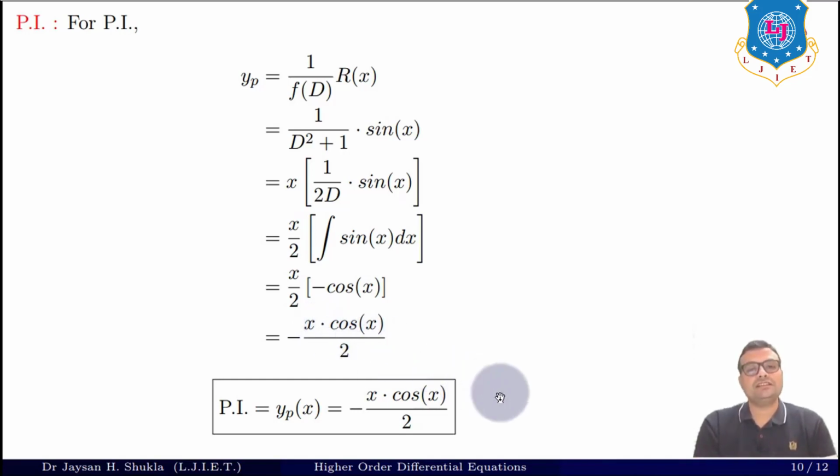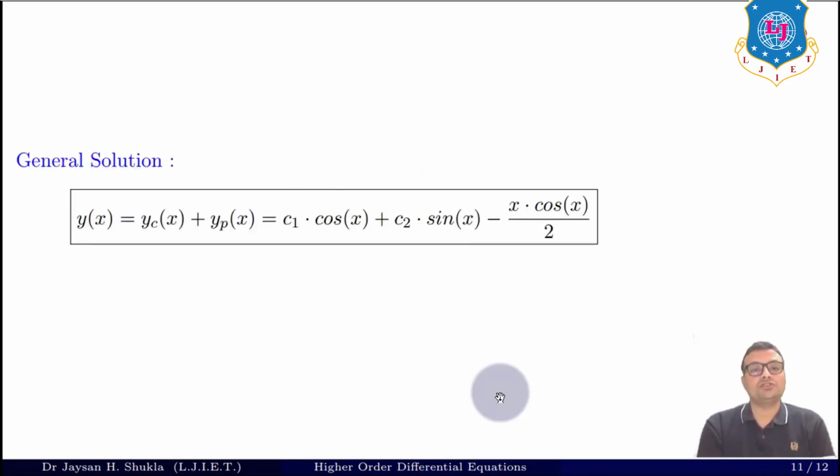You should again pause at this stage. You can go through this solution step by step, try to understand it, in which case I am replacing directly d square with minus 1, minus of a square, and in which case I am taking derivative. And remember one thing, you cannot change the value of d, you can change only the value of d square. And so the general solution would be c1 cos x plus c2 sin x minus x into cos x by 2.